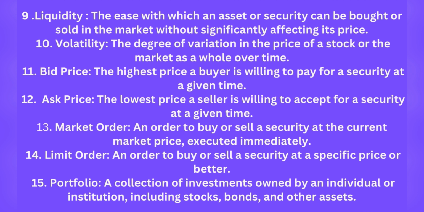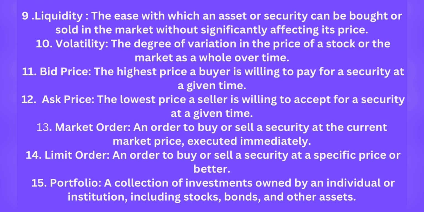Second is volatility. It is a rate at which the price of a security increases or decreases for a given set of returns. If the prices of a security fluctuate rapidly in a short time span, it is termed to have high volatility. If the prices of a security fluctuate slowly in a longer time span, it is termed to have low volatility.